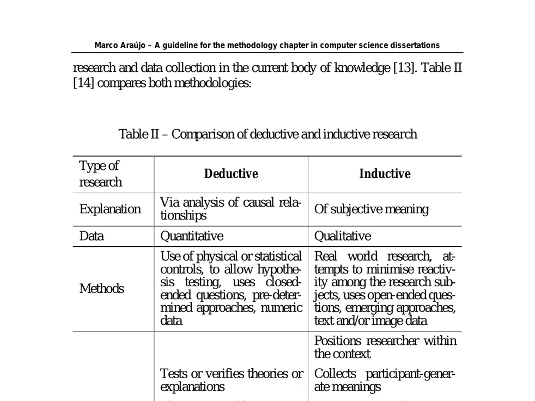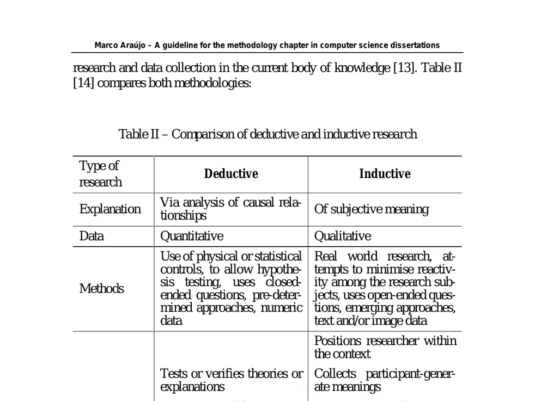Deductive research is centered around analyzing causal relationships through quantitative data, employing physical or statistical controls to test hypotheses with closed-ended questions and predetermined approaches. Its primary goal is to verify theories or explanations, identify variables of interest, relate them in hypotheses, and employ standards of reliability and validity. This method also involves observing and measuring information numerically, using unbiased approaches and statistical procedures.